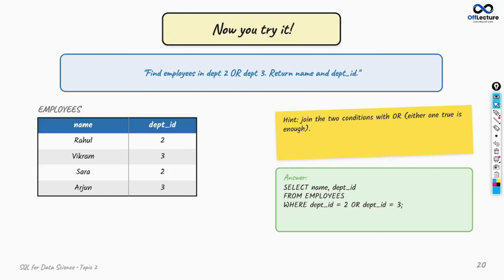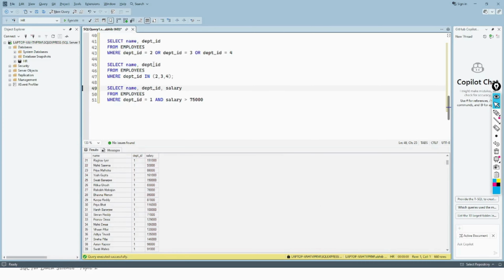So the answer for this will be select name, comma, department ID. We want to return the name and department ID from employees where department ID is either 2 or department ID is either 3. We can use the IN clause here also. Since we are understanding the OR use case, we are using OR, but you can use the IN statement as well.